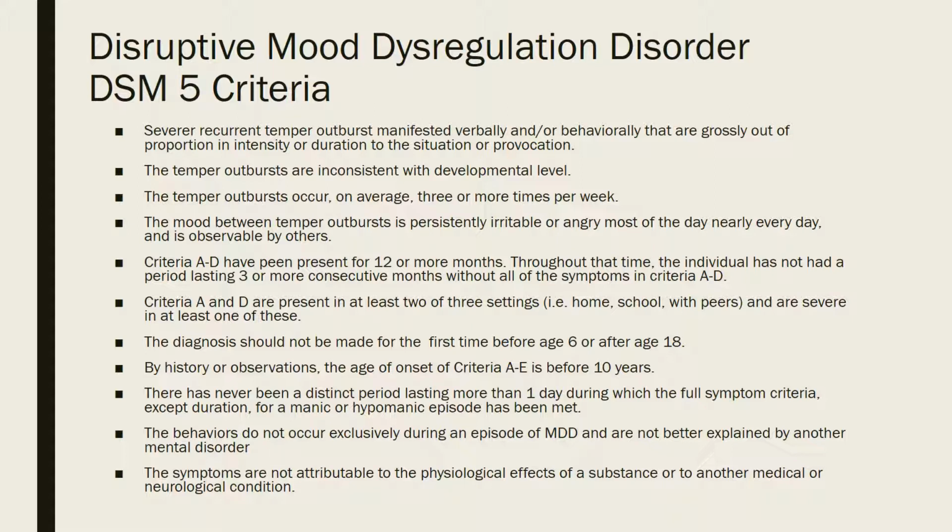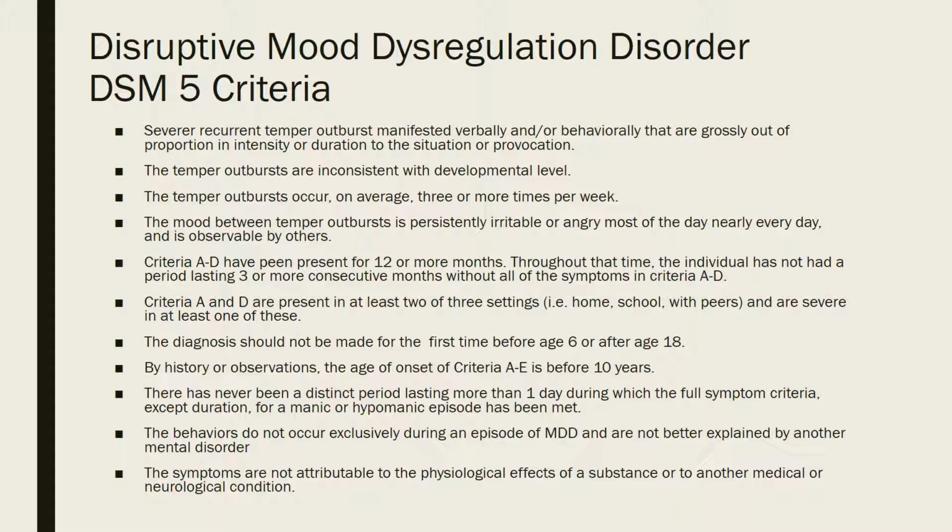So it says criteria A through D, so those are the first listed there, have been present for 12 or more months. Throughout that time, the individual has not had a period lasting 3 or more consecutive months without all of the symptoms. So for a year, imagine a client that presents with this and the parents that are dealing with this for a year. So this is a very difficult diagnosis.